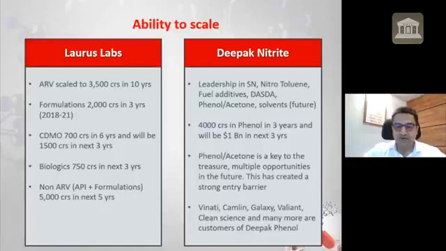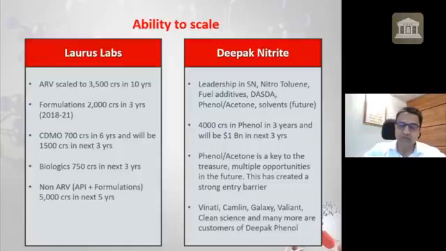Similarly, in case of Deepak Nitrite, they put up a plant of phenol 3 years back, and in the next 2 years they will be generating almost $1 billion revenue from phenol. I basically call phenol and acetone the key to the treasure, because there are multiple opportunities which are lying ahead. There are multiple downstream products that they can actually manufacture.